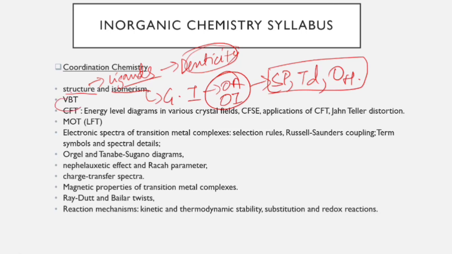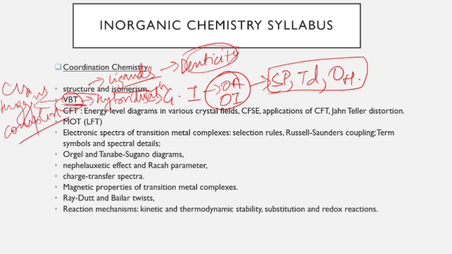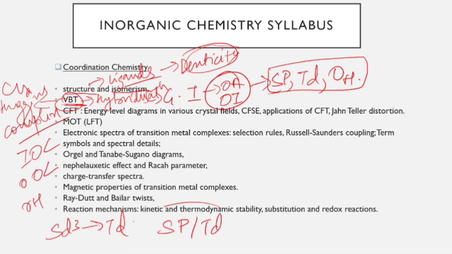Moving further, you have VBT, in which you calculate the hybridization. After calculating the hybridization, you can find the geometry of the complex. And you have Huggins complex here of copper, which is an exception. Moreover, you have inner orbital complexes and outer orbital complexes in octahedral. You can also see the hybridization of sd3 in tetrahedral, which you should remember. And you should also know the difference between square planar and tetrahedral. So these are the primary things you should know in VBT.